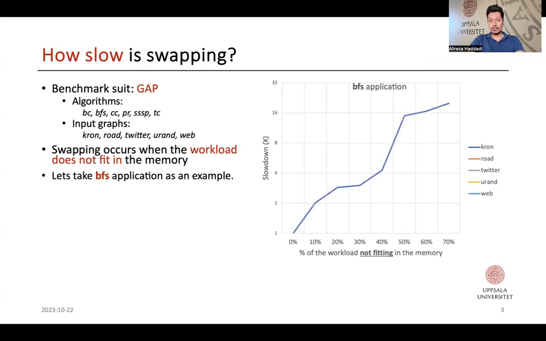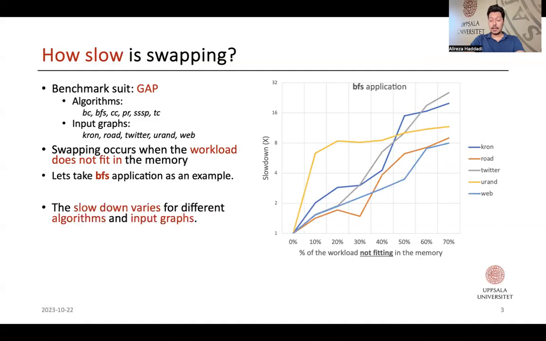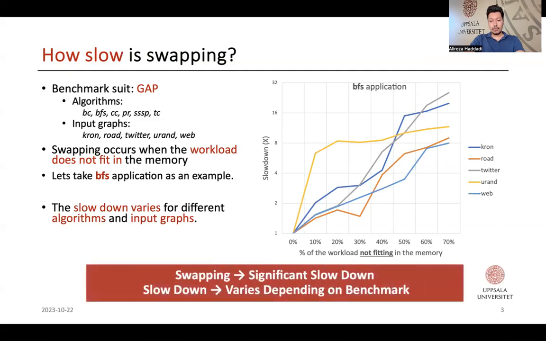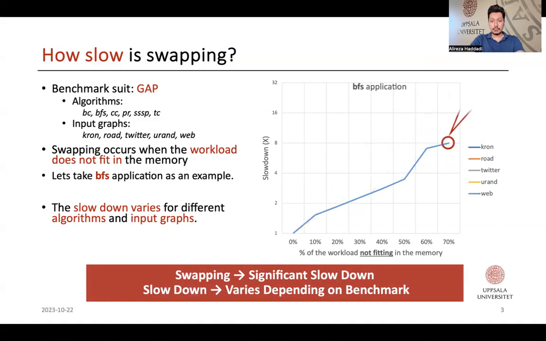For example, for the BFS application and the kron input graph, if 70% of the kron input graph does not fit into the main memory, we get a slowdown of more than 16x. The amount of slowdown varies for different input graphs, and it also varies for different applications. So swapping significantly slows down the system, and the slowdown varies depending on the benchmark.